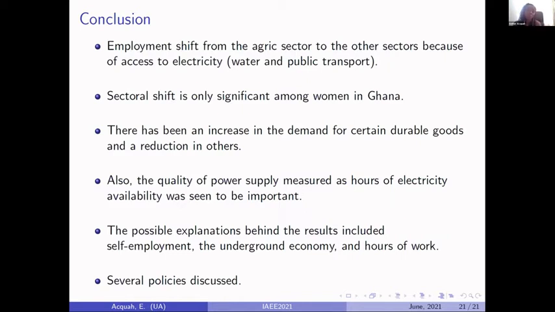Also, I have shown that the quality of power supply, measured as hours of electricity available, is equally important, and not just availability and not just accessibility. And possible explanations could be self-employment, the underground economy, and hours of work as well.